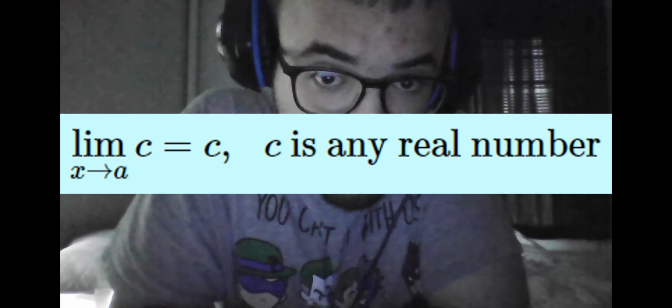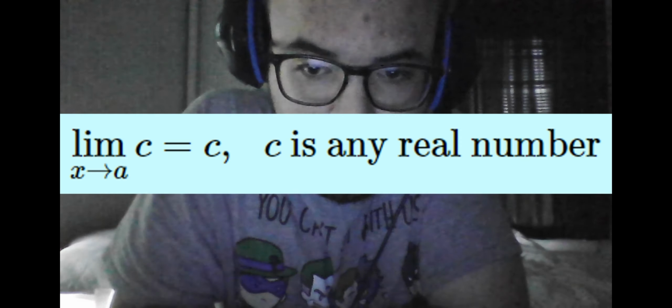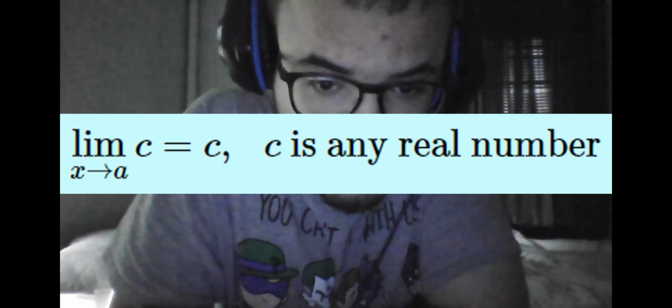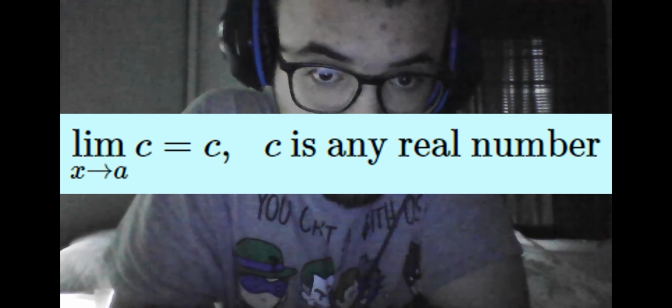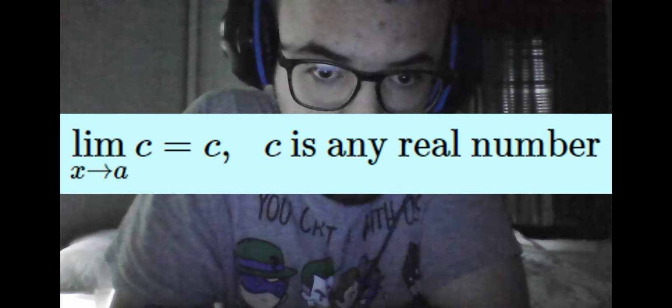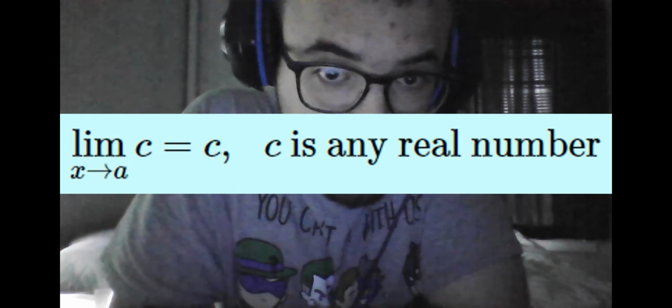The first rule is, if the function of x is a constant throughout the whole graph, then the limit of the function as x approaches a is still a constant. And this computation makes sense because a constant is still a constant. It will not change depending on the x value.